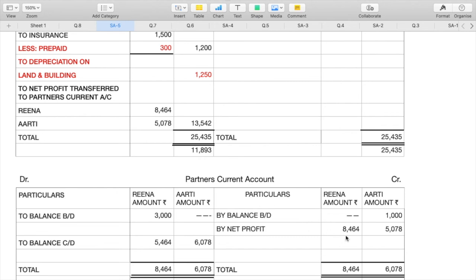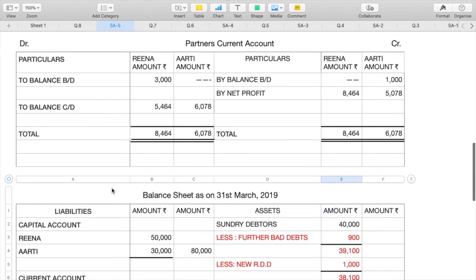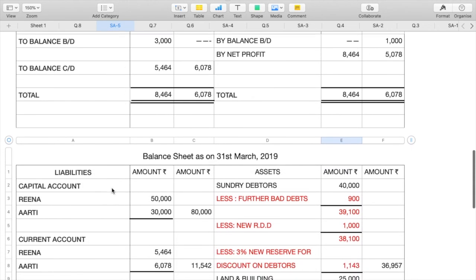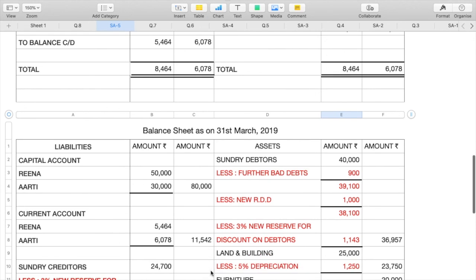That will be transferred on the opposite side. Then you have to close the current account. In current account also credit balance is more. That means credit side total is more. And you got the balance carried down here on the debit side. So you have to transfer on the credit side. That means liability side. So here you can see current account of Reena and Aarti, 5464 and 6078. So total comes to 11,542, right?